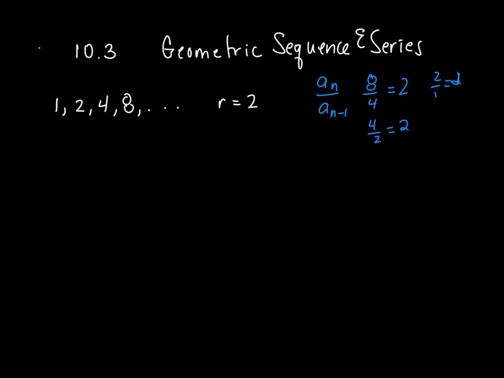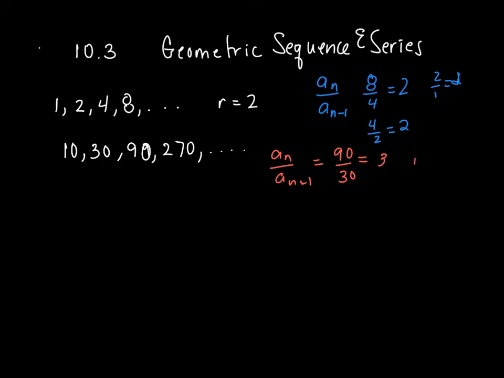So if I look at the next sequence that I have here today, it would be 10, 30, 90, 270, and that continues on. And if you notice this, if I take a_n divided by a_(n-1), n minus 1 just means the previous term. Any term divided by the previous term is going to give you a ratio of 3. Or in this case, r is equal to 3.